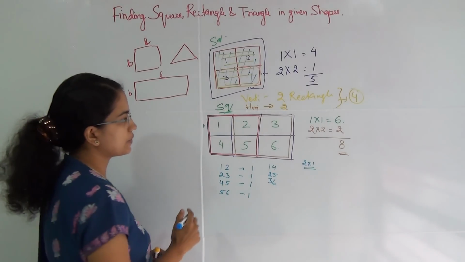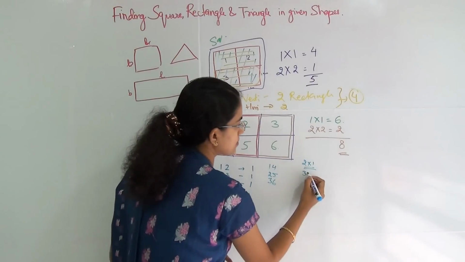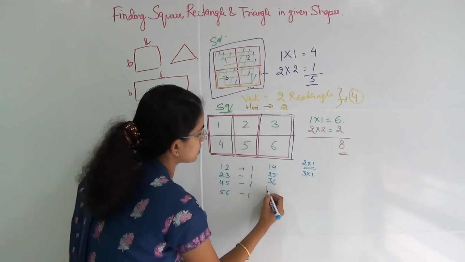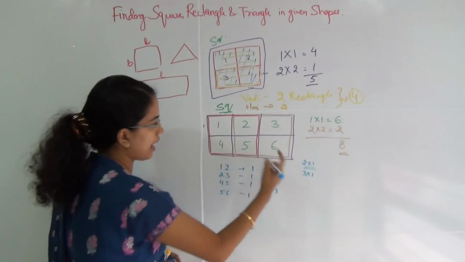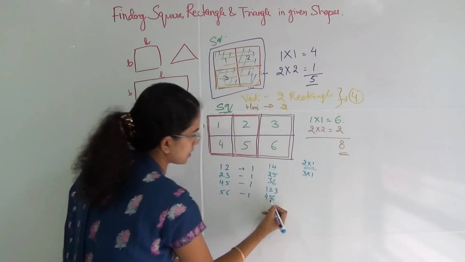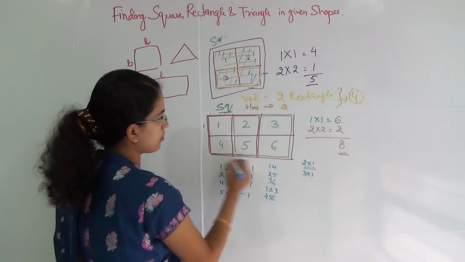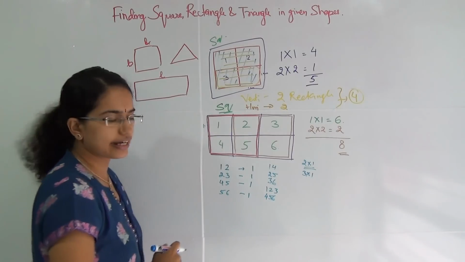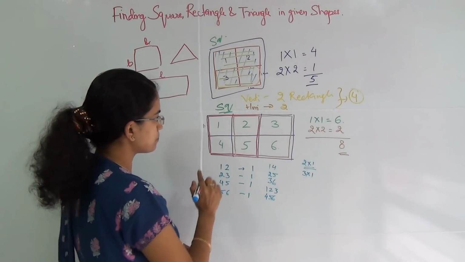Okay, now I do a rectangle which is 3 by 1. So I have a rectangle which is 1, 2, 3. I have a rectangle that is 4, 5, 6. Okay, so this whole block and this whole block is another rectangle that we have taken into consideration.